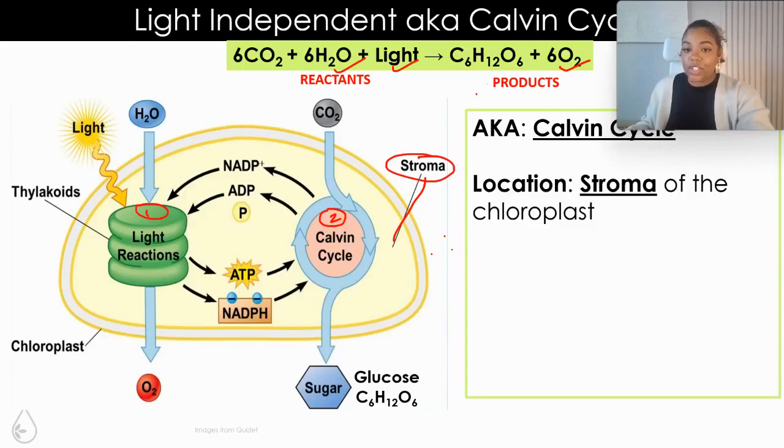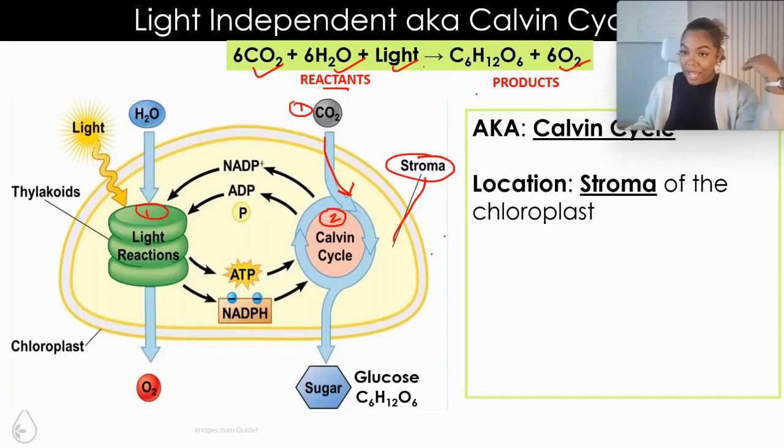So the location is the stroma of the chloroplast. Now we're going to look at the reaction. We should be looking at arrows that are pointing in or towards the Calvin cycle. The first main one we see is carbon dioxide, and as we can see, that is the third reactant of our photosynthesis equation.